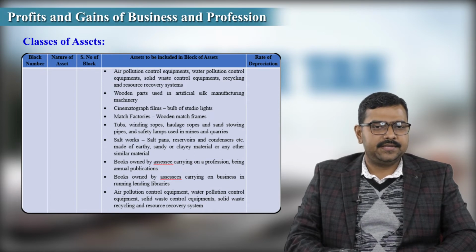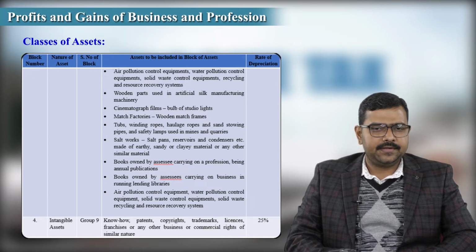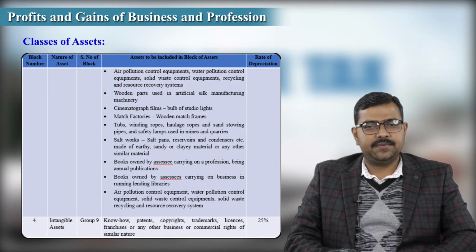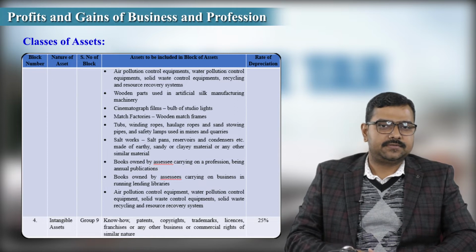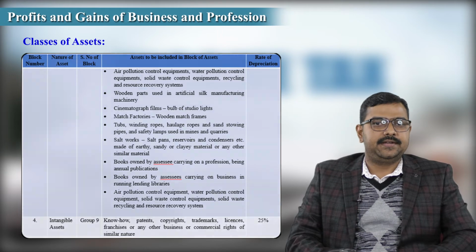Fourth type of category is intangible assets, group 9. Intangible assets like know-how, patents, copyrights, trademarks, licenses, franchises or any other business or commercial rights of similar nature, then the rate of depreciation shall be 25%. So, we shall charge depreciation on the basis of these rates only.